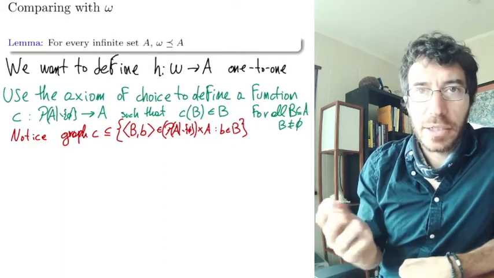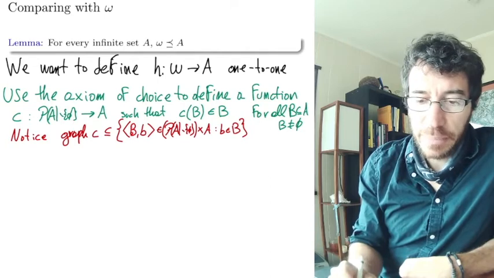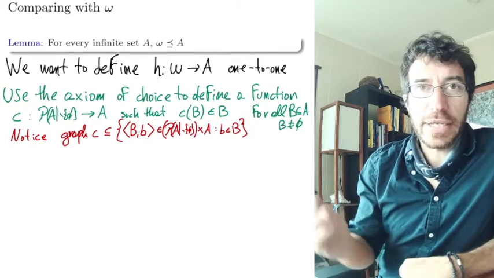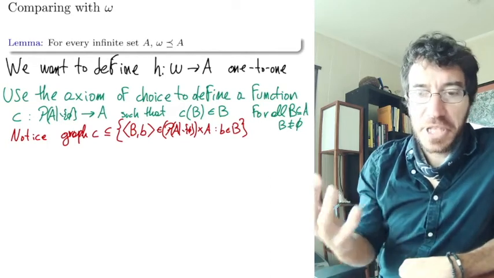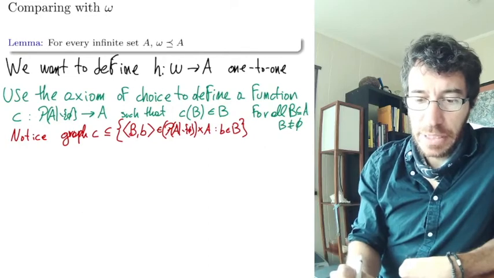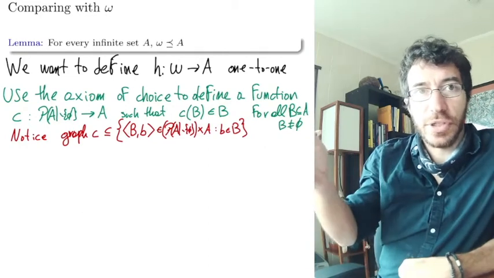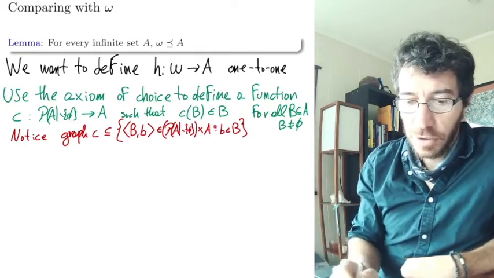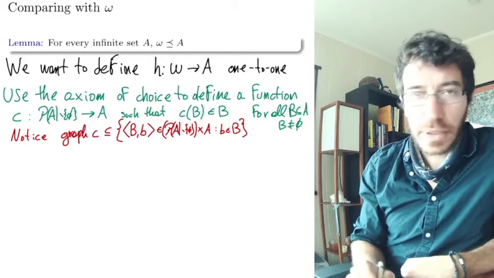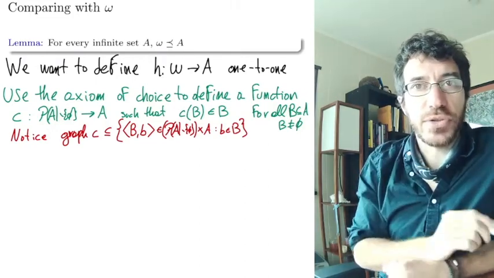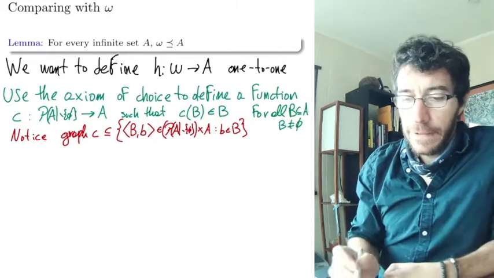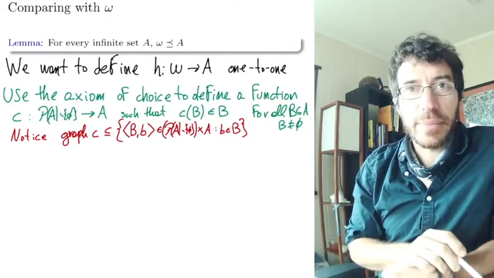While here in this relation, each capital B is related to all its elements, right? So if B has 10 elements, there's going to be 10 pairs, capital B comma something, choosing all the elements. The relation contains all of those pairs. Our choice function contains only one. It's choosing one of these little b's for each capital B.